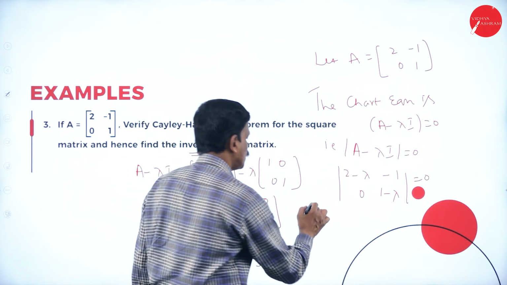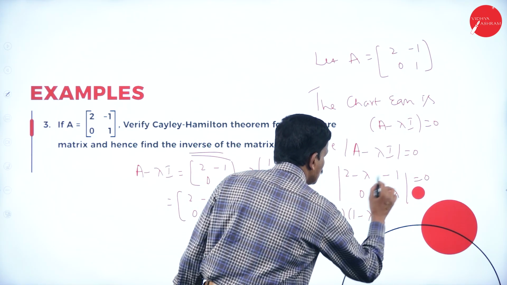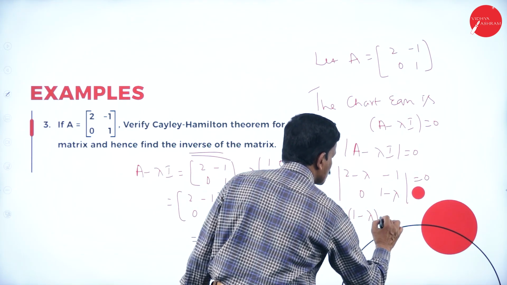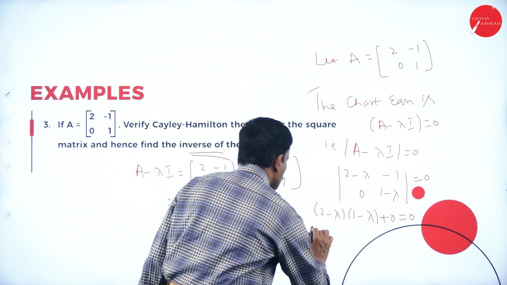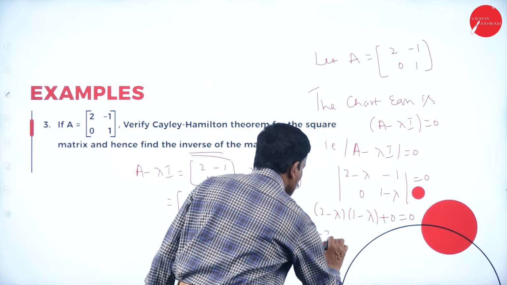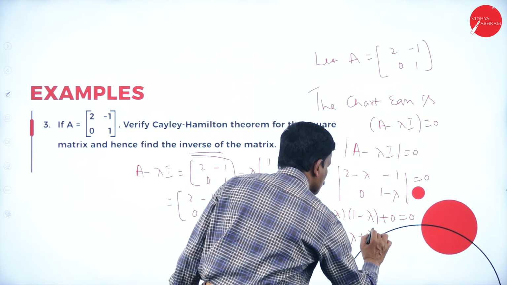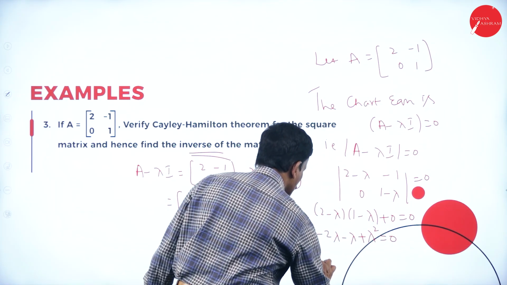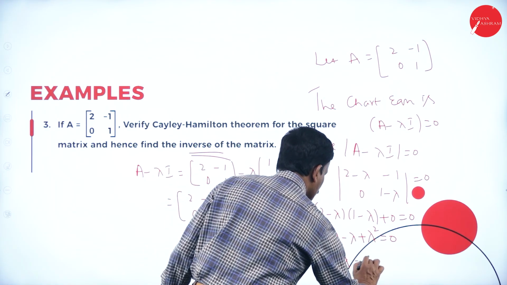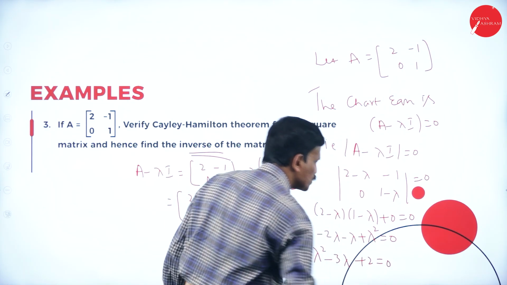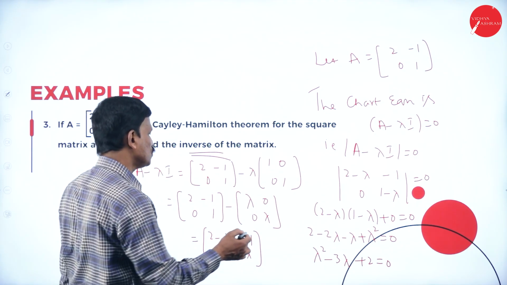Simplify this. So what you will get? 2 minus lambda into 1 minus lambda, minus into minus plus 1 into 0 is 0, is equal to 0. If we simplify this, 2 into 1 is 2, minus 2 into lambda is 2 lambda, minus lambda, minus into minus plus lambda square is equal to 0, or put it in order, lambda square minus 3 lambda plus 2 is equal to 0.